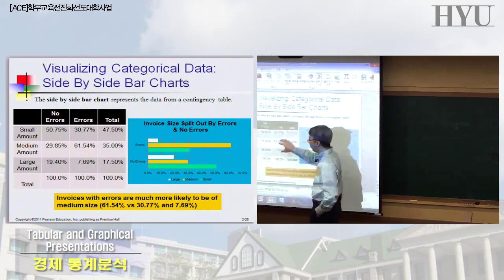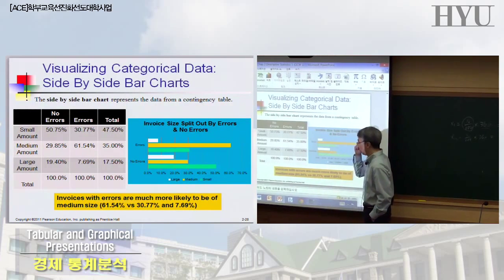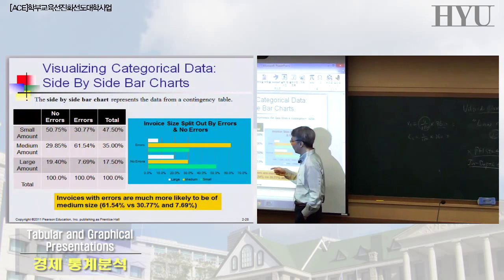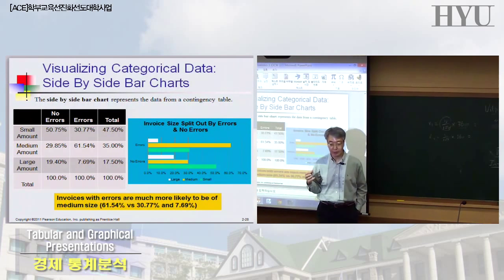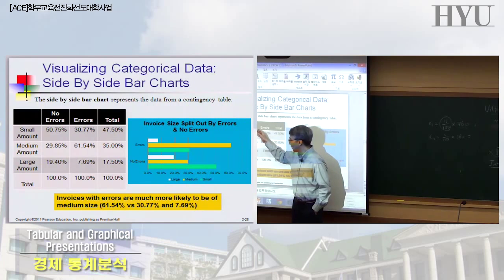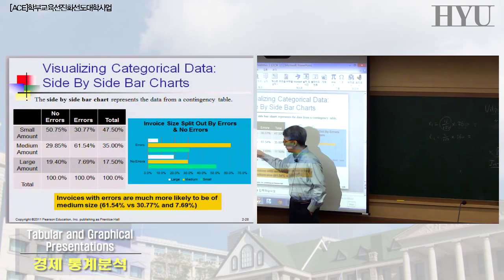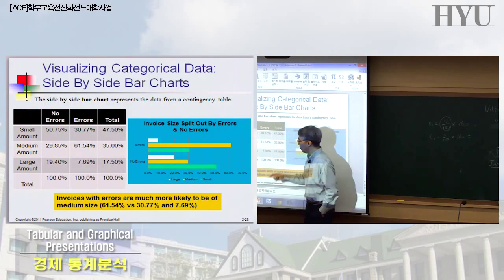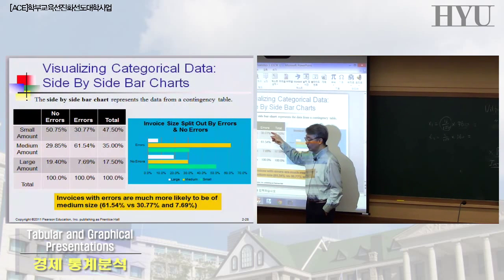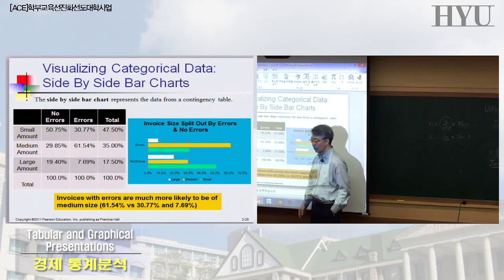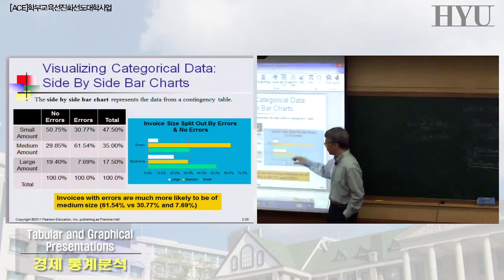So here we have a contingency table with the two variable case. And sometimes you want to say, the whole idea of the contingency table was, among the invoices with no errors, how was the distribution of sizes? Among the invoices with errors, how were the numbers distributed? So for that purpose, we can do it this way.